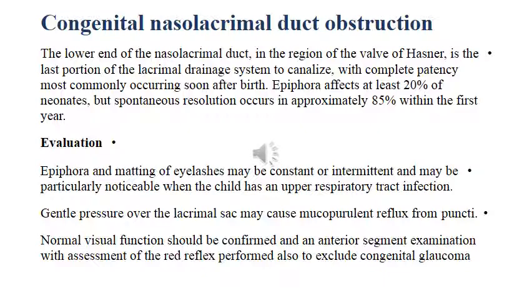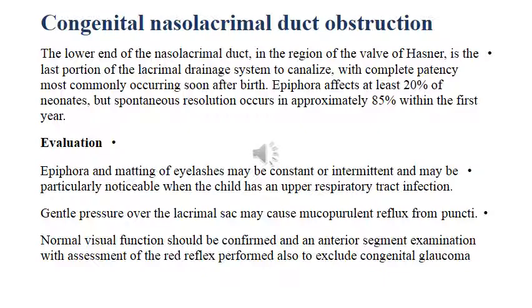Canalization will not happen in this region of the valve of Hasner, the terminal part of the nasolacrimal duct. This will result in congenital nasolacrimal duct obstruction. But in over 85% of these neonates, by 9 months to 1 year, they will spontaneously canalize.